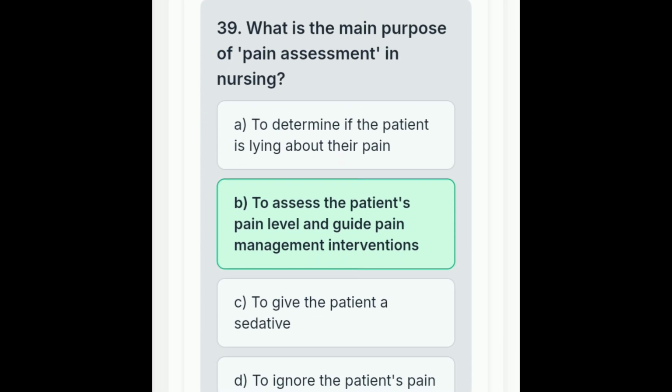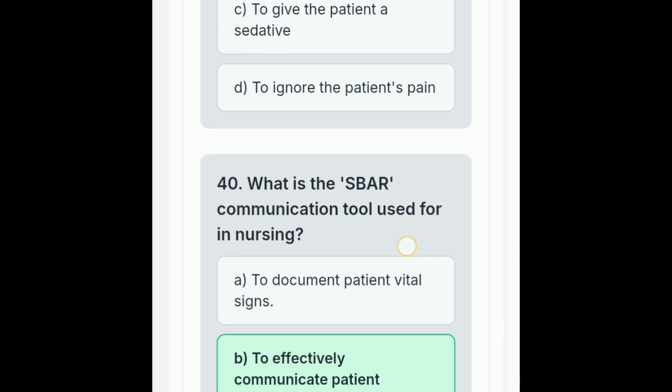39. What is the main purpose of pain assessment in nursing? Option A, to determine if the patient is lying about their pain. Option B, to assess the patient's pain level and guide pain management intervention. Option C, to give the patient a sedative. Option D, to ignore the patient's pain. So the B is the correct, to assess the patient's pain level and guide pain management interventions.